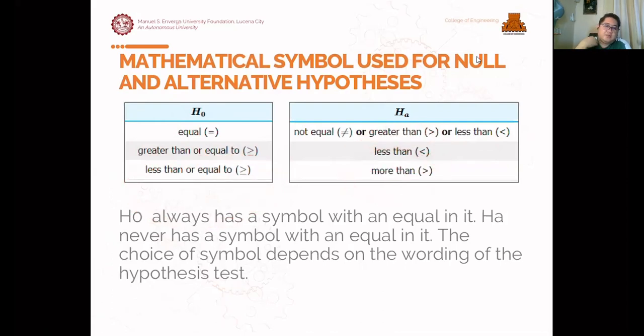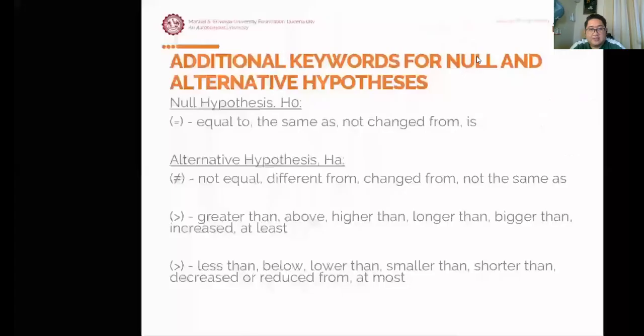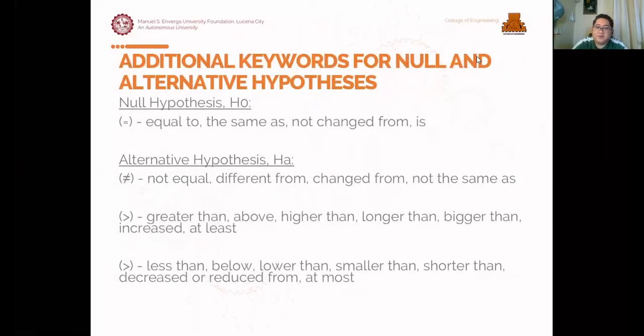Okay? So all you need to remember is the null hypothesis always has a symbol with an equal sign in it. Okay? So nakita nyo, greater than equal. Greater than or equal to, less than or equal to, tsaka equal. Okay? While kay alternative hypothesis, never siya magkakameron ng equal sign. Okay? So the choice of word or the choice of symbol depends on the wording dun sa claim na mababasa natin. Okay? Then here are some of the additional keywords.